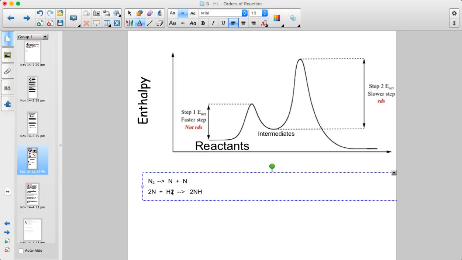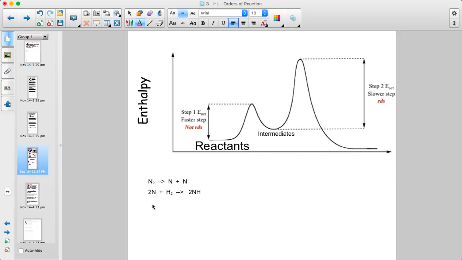So an intermediate is something that gets formed, but then gets immediately used up in the next step of the mechanism. And so overall, it cancels out of the overall equation. So you never see them in the overall stoichiometric equation. So here you've got intermediates, and then here you've got products at the end. Okay.